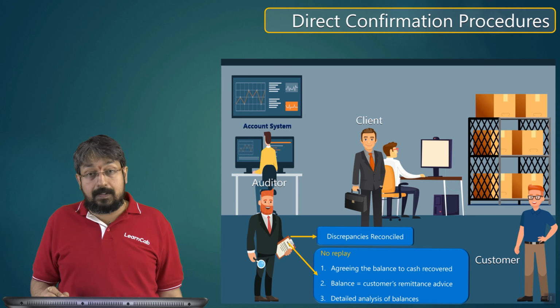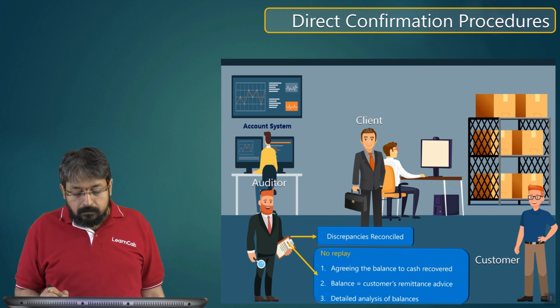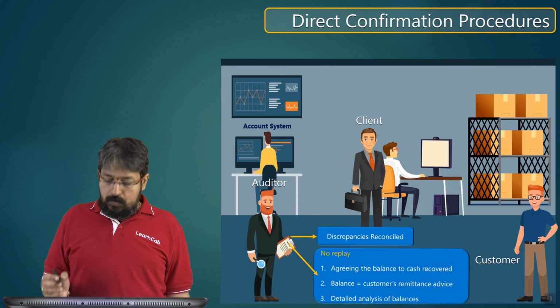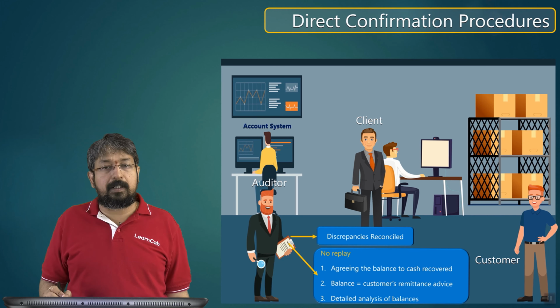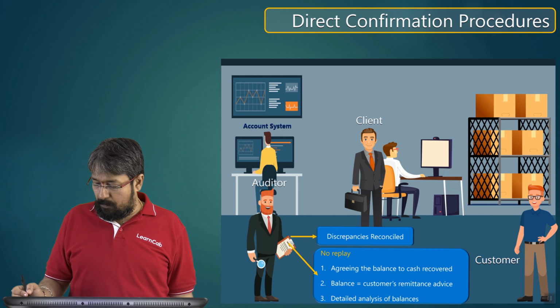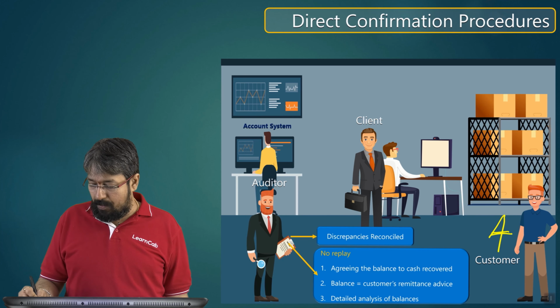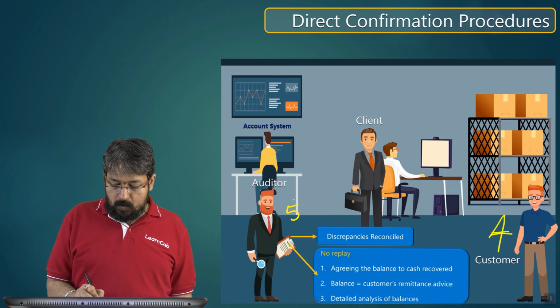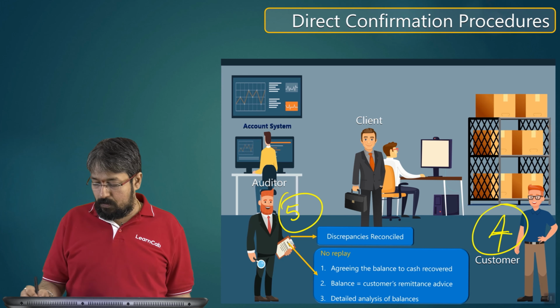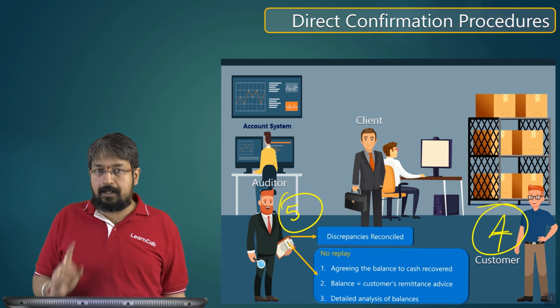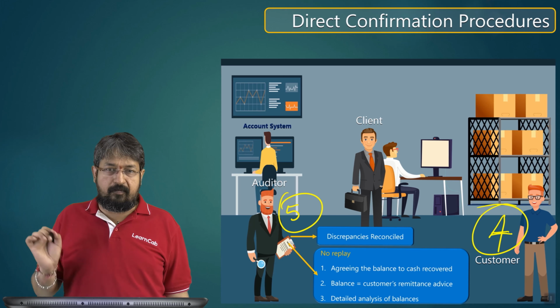And if there are any discrepancies in the confirmation that is obtained, say for example differences are there. The customer says, no, I have to pay only 4 crores, while the books of account show 5 crores. The differences should be reconciled. Why are there differences?